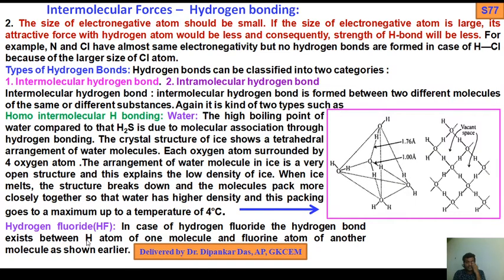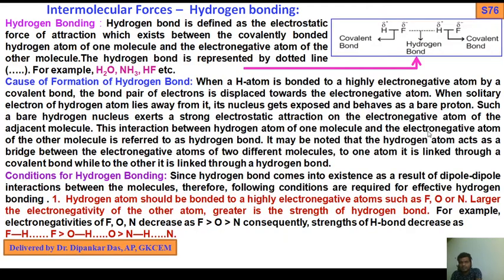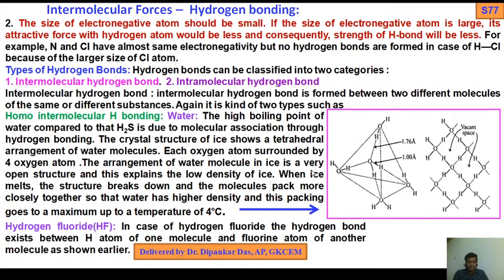Next, hydrogen fluoride. In the case of hydrogen fluoride, the hydrogen bond exists between the hydrogen atom of one molecule and the fluorine atom of another molecule, as shown earlier. As shown earlier means I have shown this: intermolecular hydrogen bonding between two HF molecules.